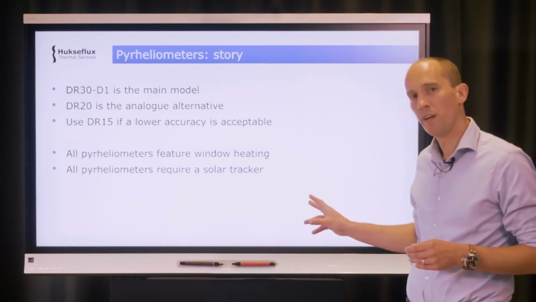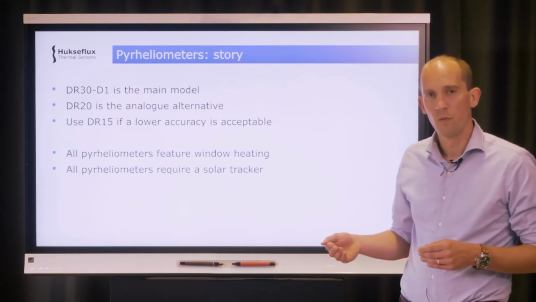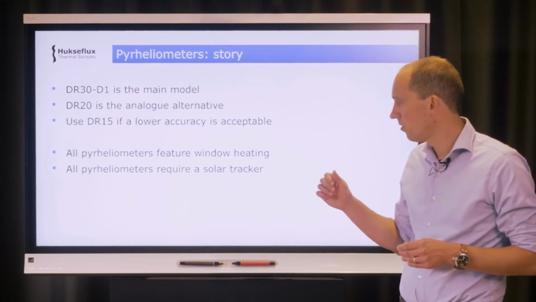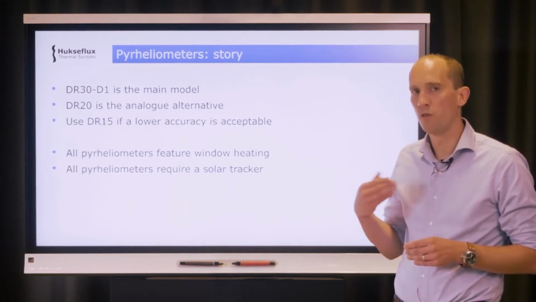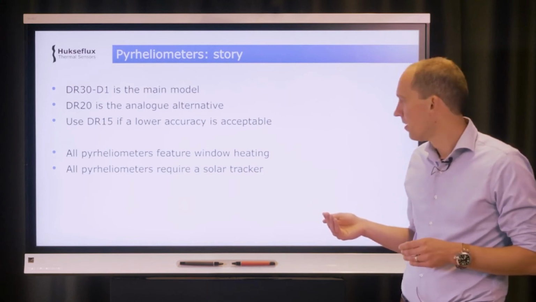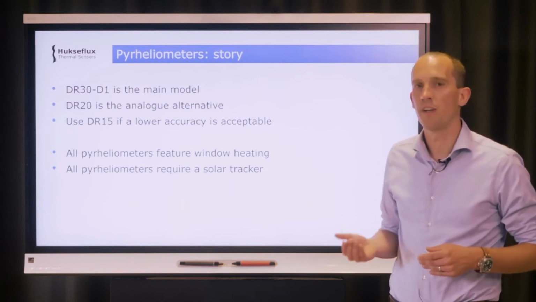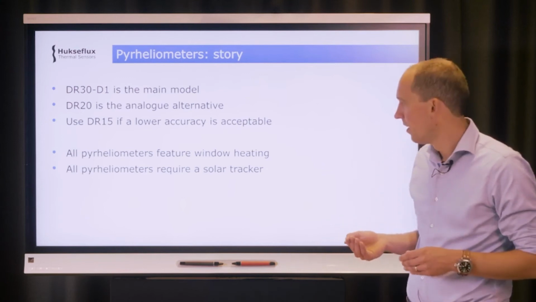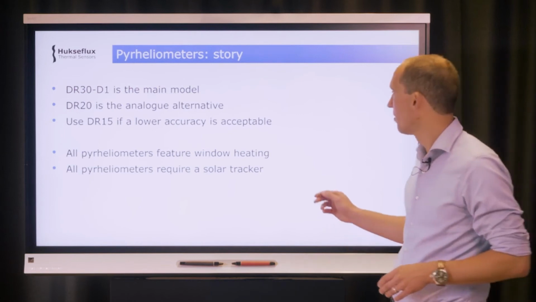Now all these three pyrheliometers feature what is called window heating, which means you can actually heat up the quartz window in front of the instrument, which prevents dew and ice and frost from forming on this instrument. And these instruments are designed in such a way that this heating does not affect the measurement accuracy. Important again, all these pyrheliometers do require a solar tracker.